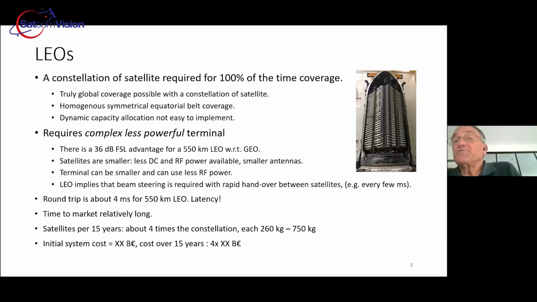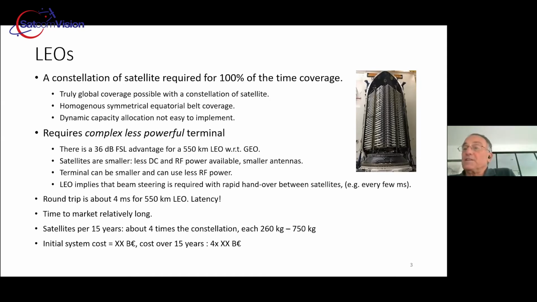The time to market is relatively long because you need to produce many satellites, although they're produced quite rapidly, but launching is always a bit of a bottleneck. And if we consider a 15-year span, you typically need 4 times the number of satellites in the constellation. If we consider the lifetime of a satellite in LEO to be 5 years, you need to have the full complement available at T0. And then you need to update the satellites, replenish the satellites as you go along. So that makes it 4 times.